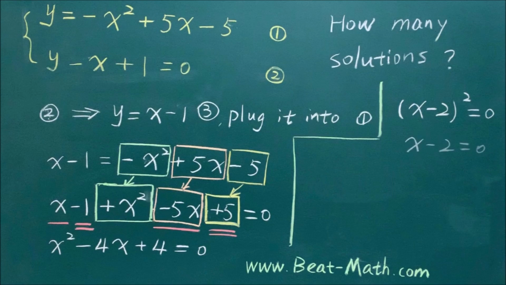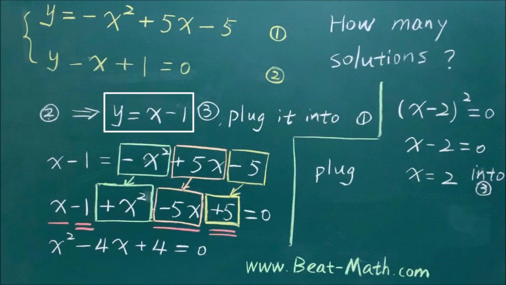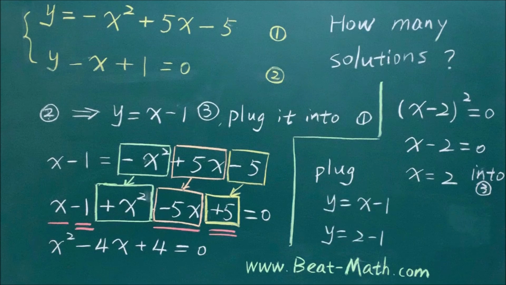So x minus 2 equals 0 and x equals 2. Plug x into any equation, for example, equation 3. Y equals x minus 1. Y equals 2 minus 1, which equals 1. Now we know that there's only one solution to this system, that is x equals 2 and y equals 1. Okay, can you solve it by elimination?